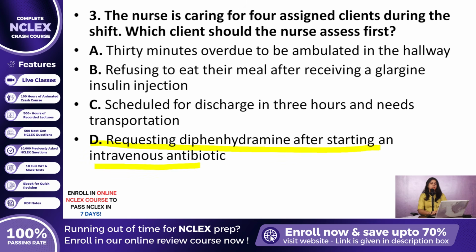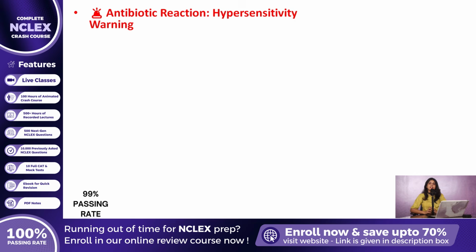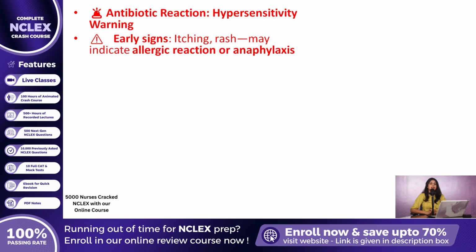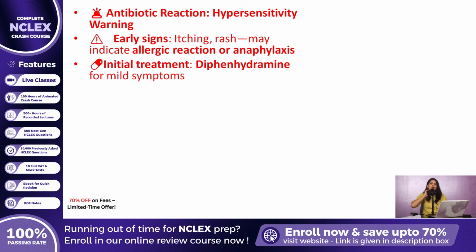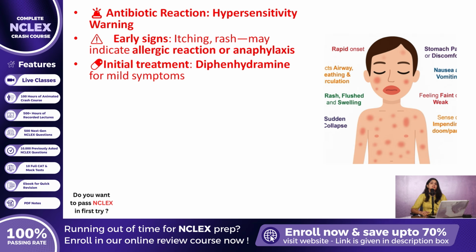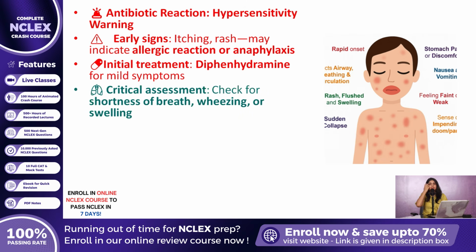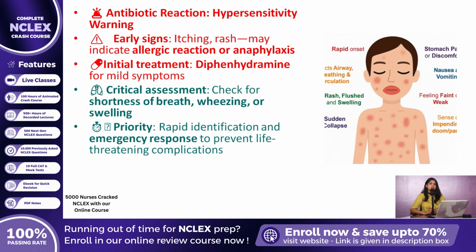Here is why this option takes priority. Option D indicates a potential allergic reaction to the antibiotic, possibly signaling early signs of hypersensitivity or even anaphylaxis. Administering diphenhydramine may address symptoms like itching or rash, but the nurse must immediately assess for more severe signs such as shortness of breath, wheezing, or swelling. Rapid identification and treatment are crucial to avoid life-threatening complications.